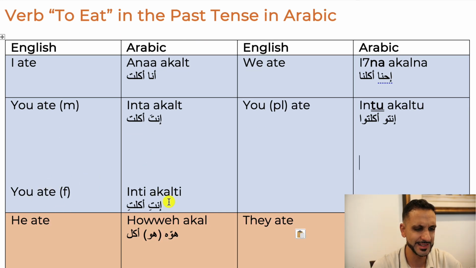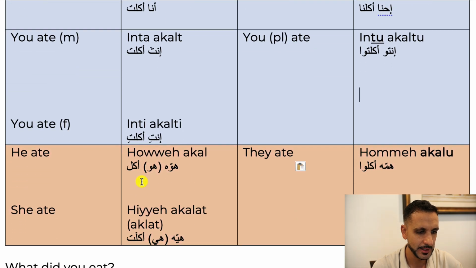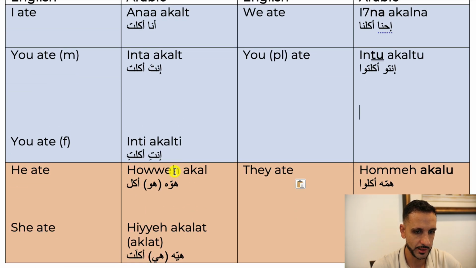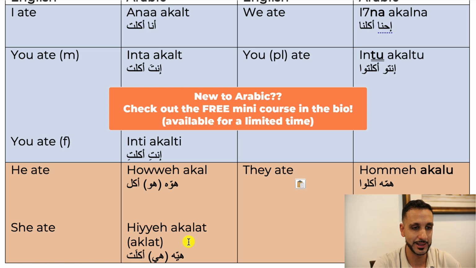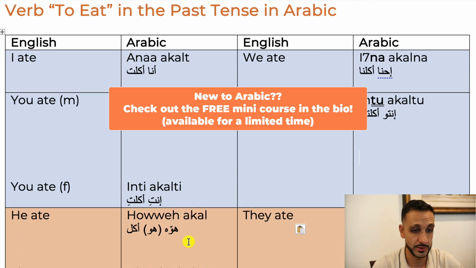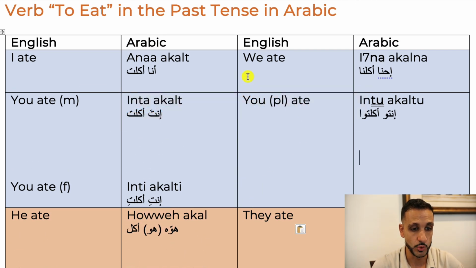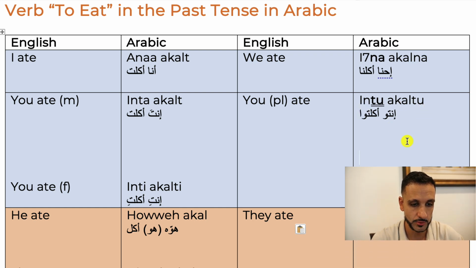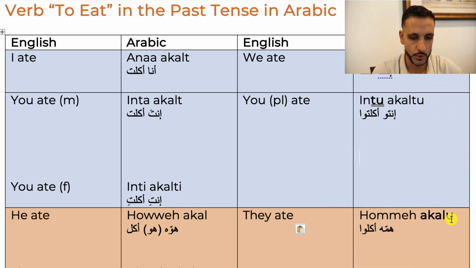Okay, you ate, inti akalti, he ate, huwa akal, she ate, hiya aklat, or akalat in Fusha, but we're not doing Fusha or MSA, we're doing dialect Arabic here, how things sound in dialect Arabic. So we ate, ihna akalna, you all ate, you plural ate, into akaltu, they ate, humme akalu.